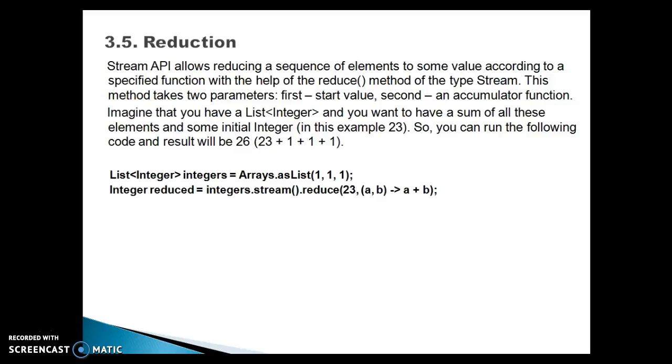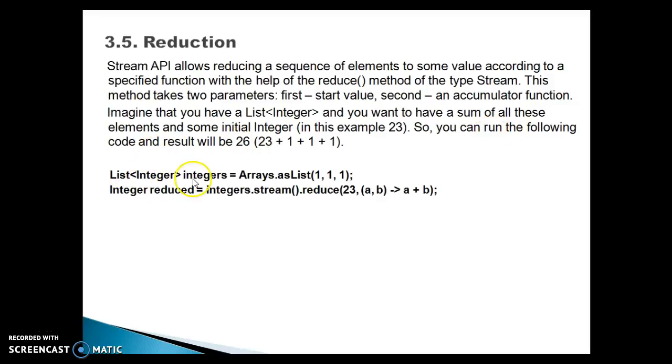Stream API allows reducing a sequence of elements to some value according to a specified function with the help of the reduce method of the type Stream. This method takes two parameters, first a start value and second an accumulator function. Imagine that you have a list of integers and you want to have the sum of all these elements and some initial integer. In this example we have 23, so you can run the following code and the result would be 26.